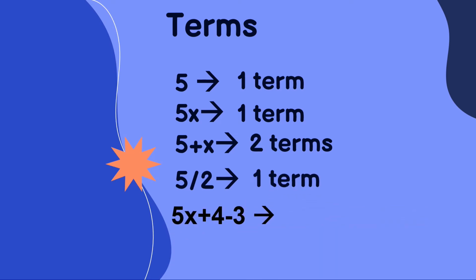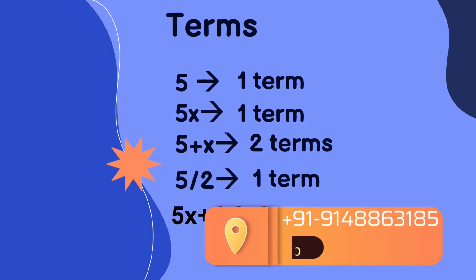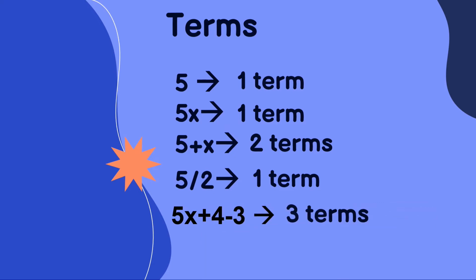Now we have another expression, 5x plus 4 minus 3. Now this is three terms. 5x is one term, 4 is the second term, and 3 is the third term. The plus and minus separate the terms, but if we have the multiplication sign or the division sign, we would consider that as only one term.